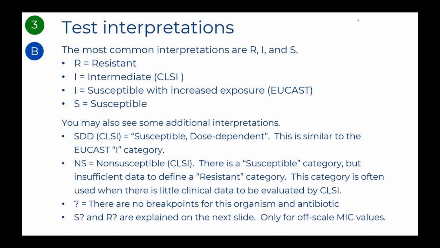NS means non-susceptible. This is a category used by CLSI where there is a definitive susceptible category, but there are insufficient data to establish an R category. This category is often utilized when resistance is rare and there are little clinical data for evaluation. A question mark means simply that there are no breakpoints for this organism and antibiotic. You may occasionally see interpretations of S question mark and R question mark. These are explained on the next slide.